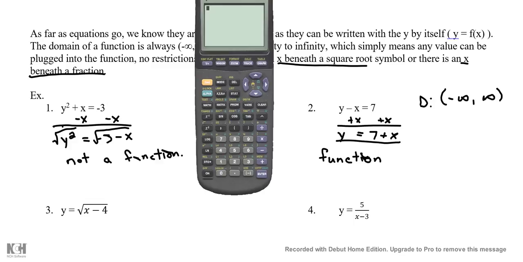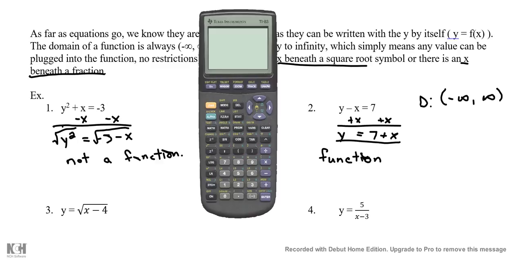I'm going to show you how to graph this using a graphing calculator if you have one. What you'll have to do when graphing is push the y equals button on the upper left hand side of the screen, and that takes us to where we can type in our equation. So now we're going to type in 7 plus x.